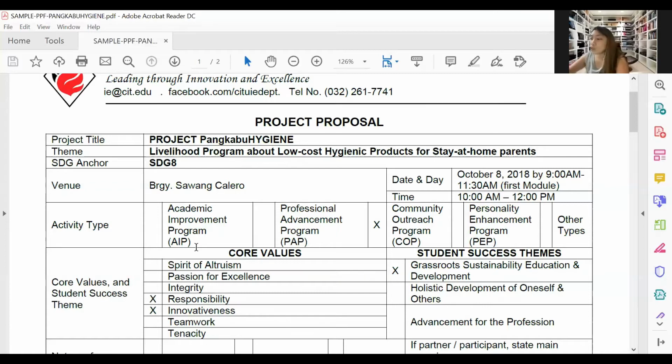When we say personality enhancement program, it's more on the audience. The goal of the activities should be enhancing the holistic development of the audience. It could be students, it could be a community, but the goal is their self-awareness. That is an example of a personality enhancement program, or PEP. If your project in mind will not match any activity type, then you can go for other types.